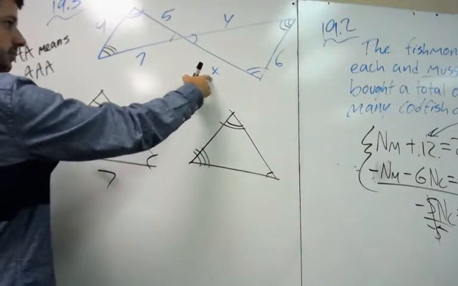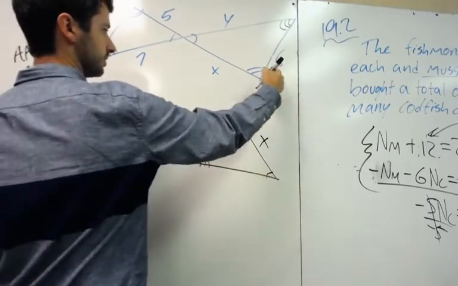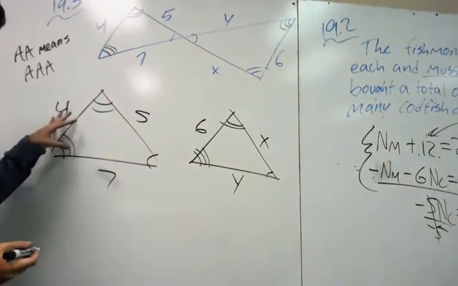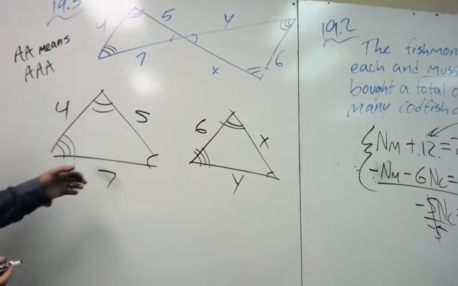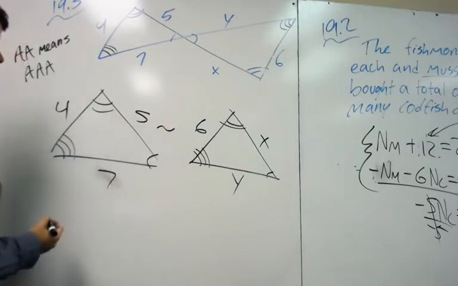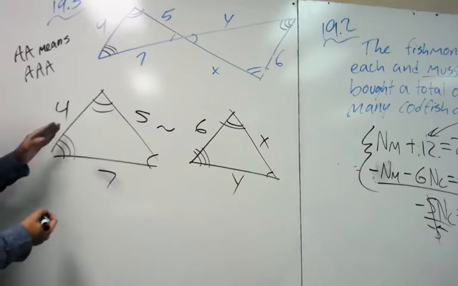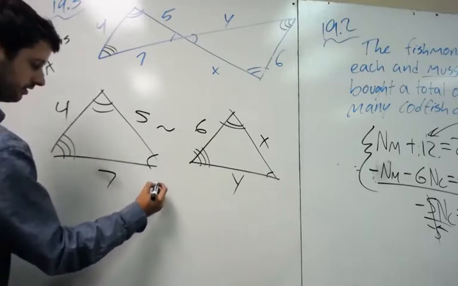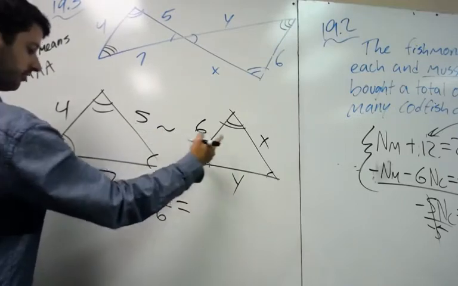The X is between the 1 tick mark and the 2 tick marks, so that is right here. The 6 is between 2 and 3. Y is the remaining side. So now I have my triangles in an order where I can see the ratio nice and easy. So then we can solve for X and Y, because similar means proportional. This is the symbol for similar, and that means they are proportional, so we can set up a ratio. So I look at the sides that correspond. 4 corresponds with 6, so we can say 4 over 6 equals, let's solve for X, 5 over X.